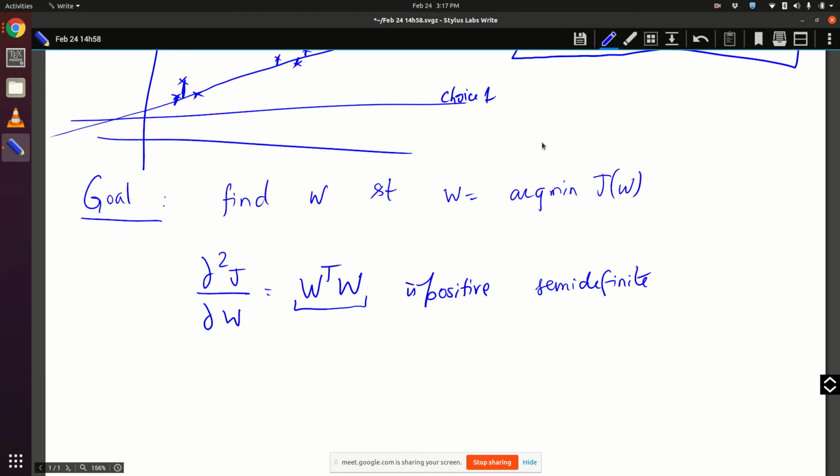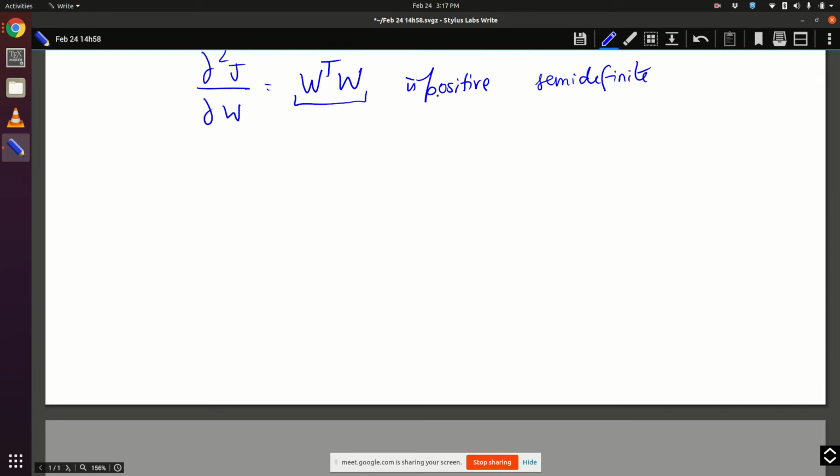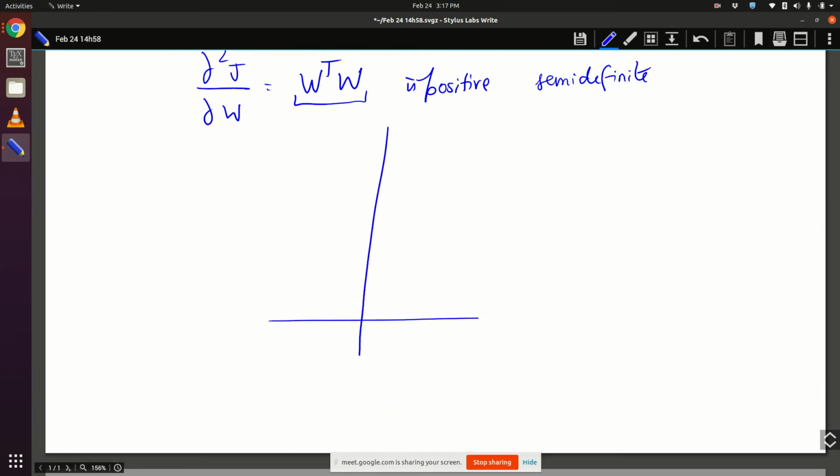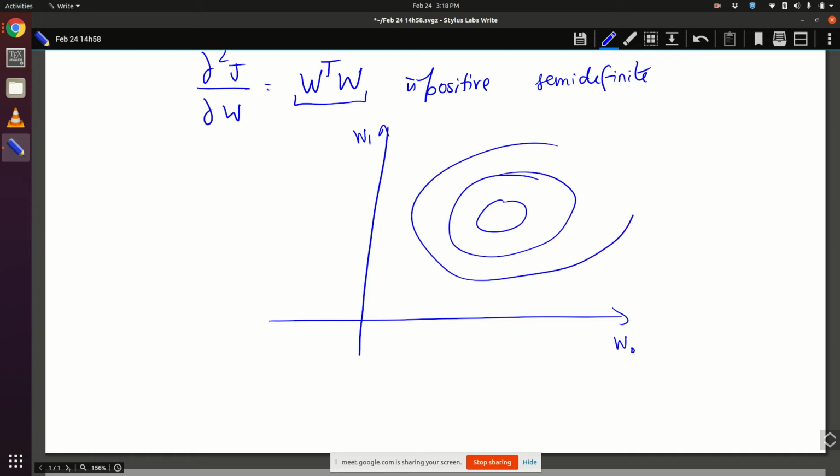All right, so I will ask you to do it for a particular simple problem. I will ask you to draw the contours of this. You will draw for a simple case with W0 and W1, and you will draw this J(W), and it will turn out that it will have contours like this, and this will be the minima. So we will do that at some point.